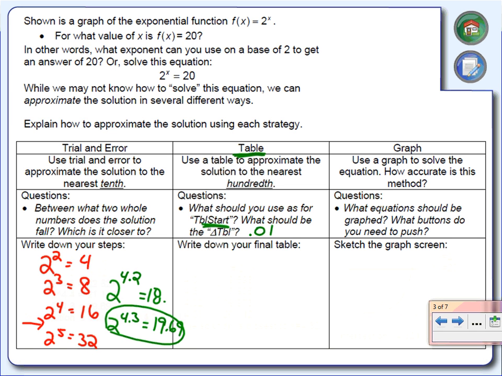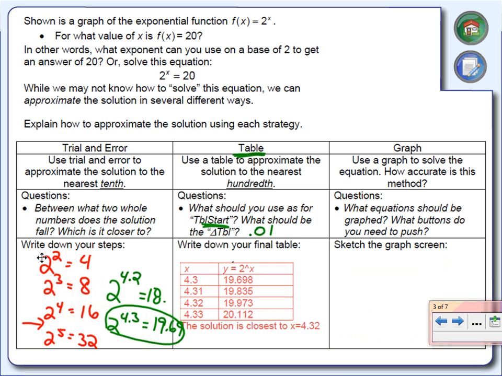Okay, so let's take a look at the table that you see on your calculator. You should be looking at something that looks very similar to what I have here. Notice we've got 2 of those that come real close to 20. We've got 4.32. That's real close to 20. It's 19.973. And we also have 4.33. That's also real close to that 20. And it's 20.112. So the closest thing we have is 4.32. So notice it's a little closer than what we came up with in the trial and error method.